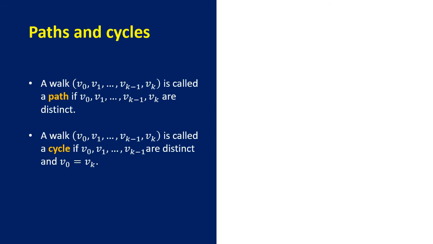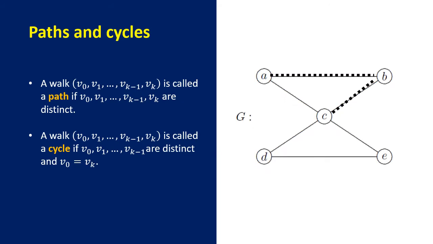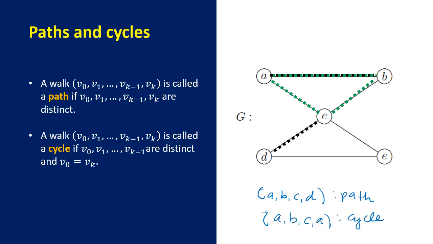And then what do we mean by a path? A walk is called a path if all the vertices are distinct. So the walk that we had earlier, A, B, C, D, is actually a path because all of the vertices are distinct. What do we mean by a cycle? It is a cycle if you started and ended at the same point. So for example, A, B, C, A. That is a cycle.